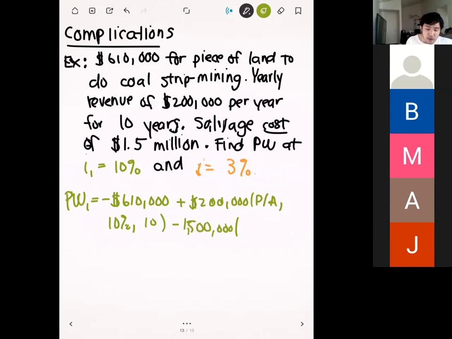That's our salvage cost, and that's going to happen at the end, once we're all done, so in year 10. This is going to be P over F, because this 1.5 million is a single sum, right? P over F, 10%, and then 10 years. Then what we get for the present worth is $40,750.